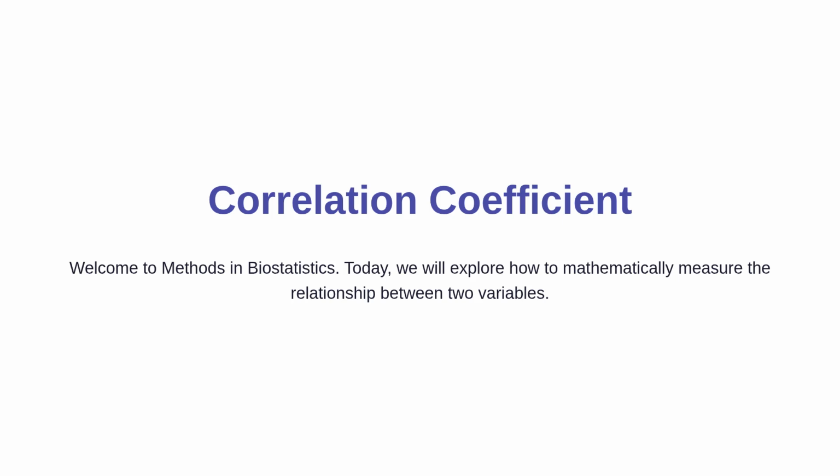Have you ever wondered how scientists can confidently claim that smoking causes lung cancer or that a new drug effectively lowers blood pressure? They do not just guess based on visual patterns, they use precise mathematical tools. Today, we are going to explore one of the most important tools in a biostatistician's toolkit, the correlation coefficient. By the end of this lesson, you will understand exactly how to measure the hidden relationships in biological data.